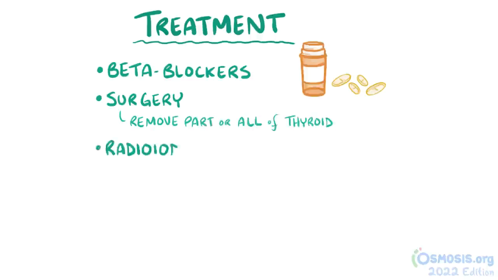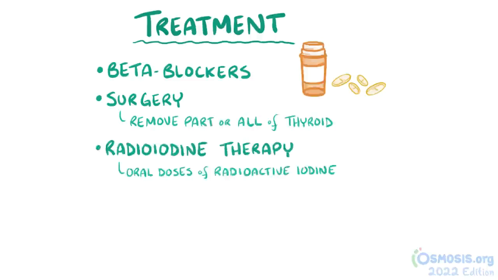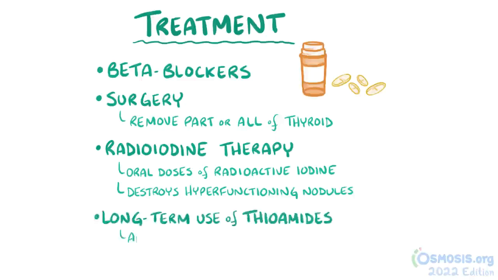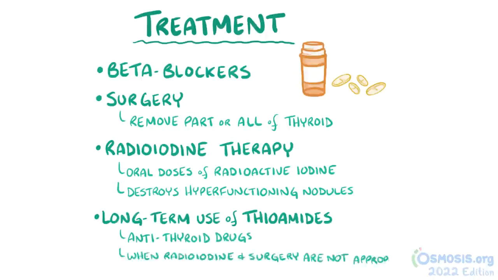Another option, radioiodine therapy, involves taking oral doses of radioactive iodine, which is absorbed by active follicular cells and over time damages them. This destroys hyperfunctioning nodules within the thyroid gland because radioiodine gets preferentially picked up by those nodules, leaving the rest of the gland intact. The long-term use of thioamides, which are antithyroid drugs which block thyroid hormone production and secretion, is typically only used when radioiodine therapy and surgery aren't appropriate options.